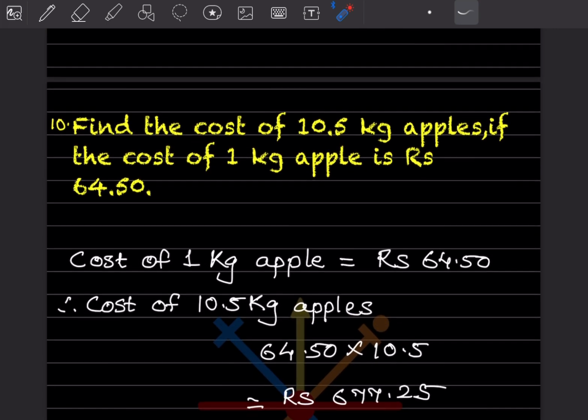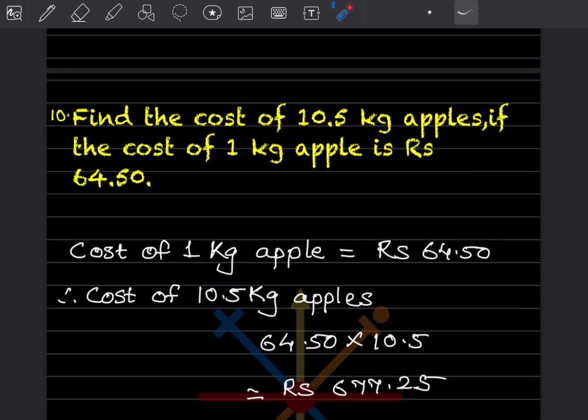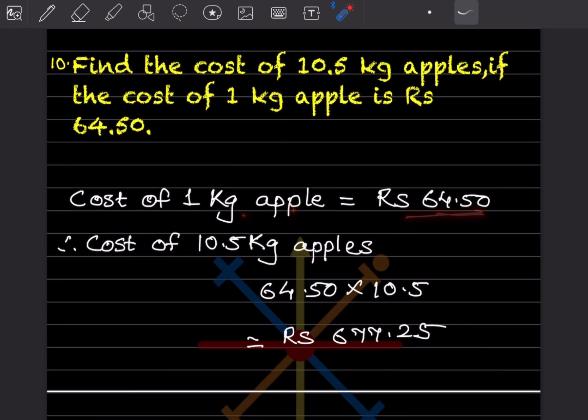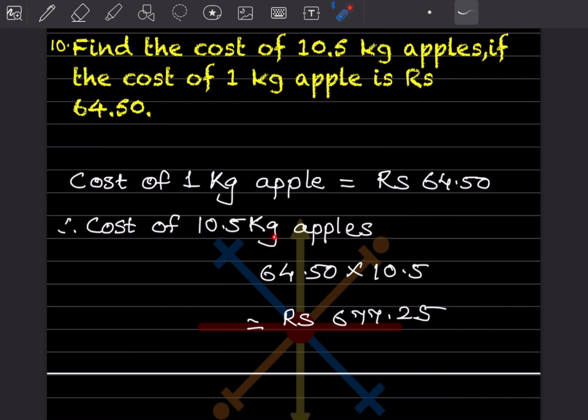Find the cost of 10.5 kilogram apples, if the cost of 1 kg apple is rupees 64.50. So cost of 1 kg apple is 64.50. So cost of 10.5 kg apples, that is going to be 64.50 into 10.5. So that is going to be 677.25. You don't get the apples so cheap. Nobody will give you 164.50. But since it is mentioned here, 64.50, let us write the same. But nowadays, we don't get apple at such a cheap rate.